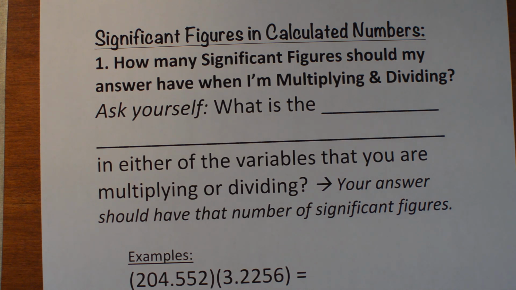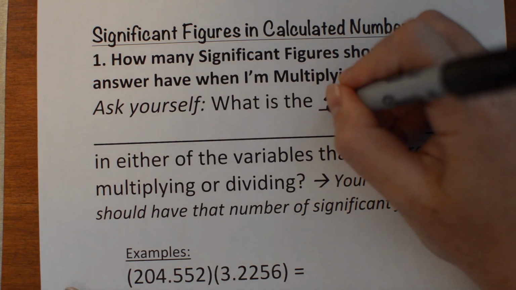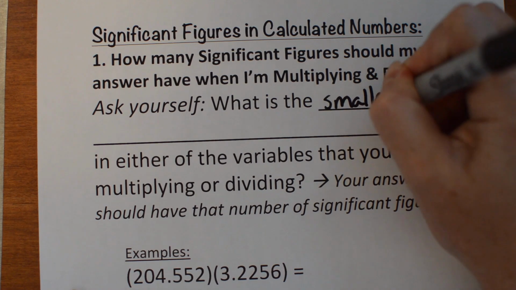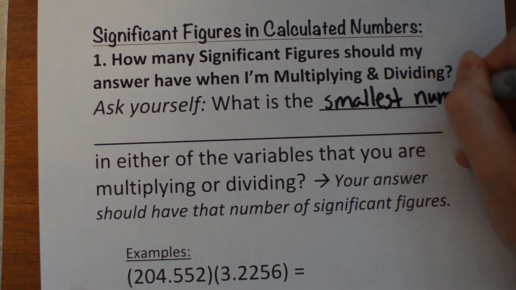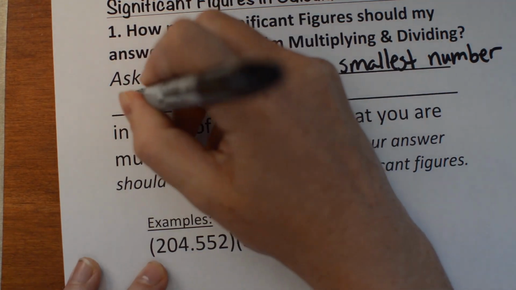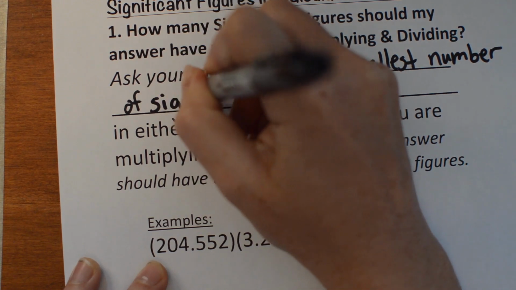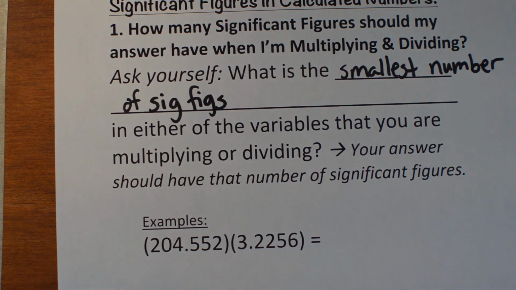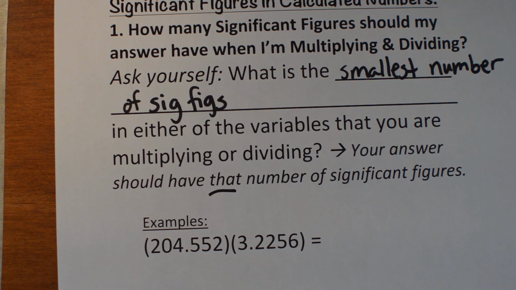It doesn't matter if you multiplied and divided 2 numbers or 7 numbers. What you're going to ask yourself is, what is the smallest number of significant figures in either of the variables, or any of the like 10 variables that you're multiplying and dividing? So look at all your variables, which one has the smallest number of sig figs? Your answer needs to have that number of sig figs.